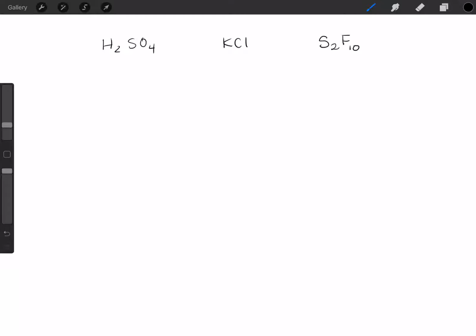how do we determine, in order to name these things, we need to first determine what kind of inorganic compound we are naming. All right? So these are all inorganic compounds, the compounds that I've written. What are our options? We have molecular compounds, we have ionic compounds, and we have acids.